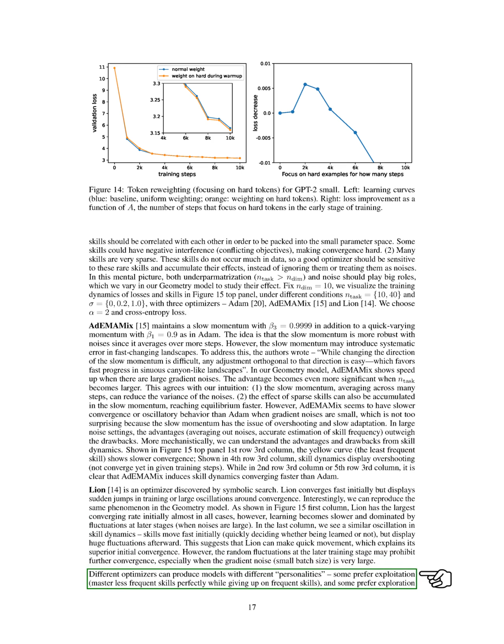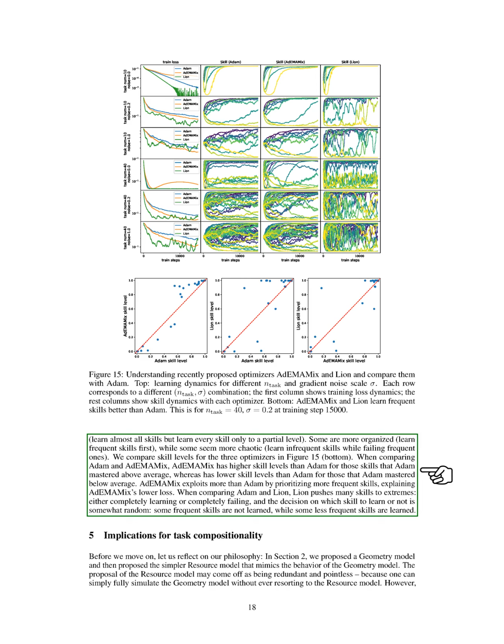We also note that different optimizers exhibit distinct personalities. Some, like ADEMA Mix, focus on mastering more frequent skills, while others, like Lion, may randomly learn skills, leading to extremes in performance. Our comparisons reveal that ADEMA Mix generally achieves higher skill levels for frequently mastered skills compared to Adam, while Lion tends to either fully learn or completely fail at skills, often in a random manner.